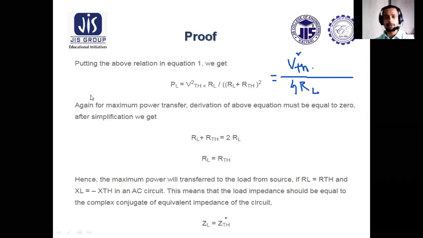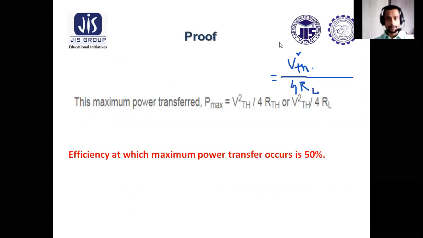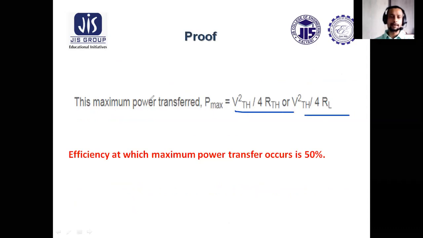These equations are required to solve numericals. So VTH square by 4RTH or VTH square by 4RL is the equation for maximum power transfer to the load side. Now, the efficiency at which maximum power occurs is 50%. So at 50% efficiency, this maximum power transfer can take place.